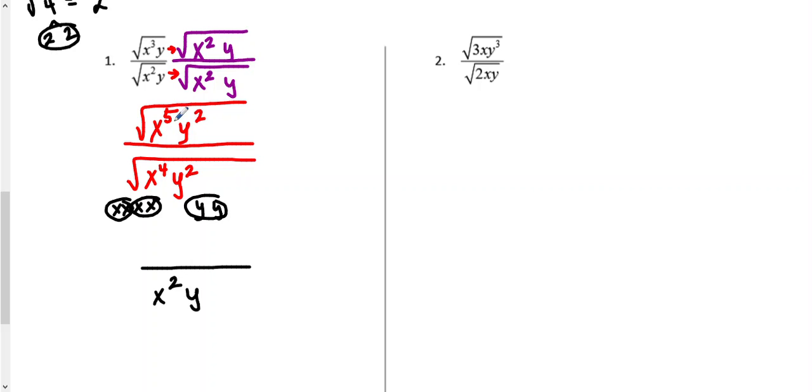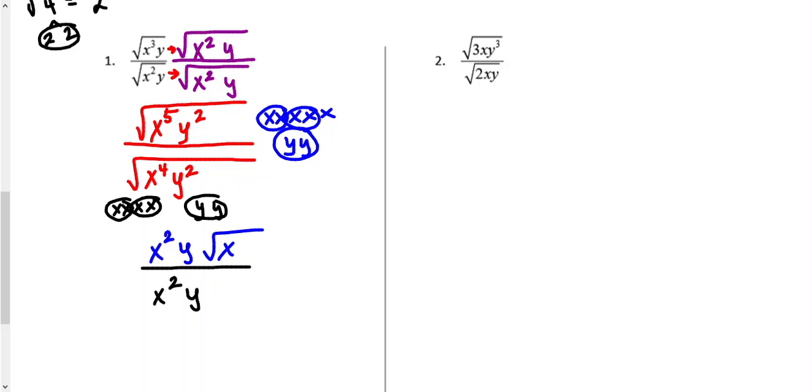Now let's look at the top. I have 5 x's. So again, circle my groups. So I have x squared outside, I'll leave some space, and I still have a square root of that lonely x. And then I have y squared, which means I have 2 y's. So 1 y comes to the outside, and no y's are left over.